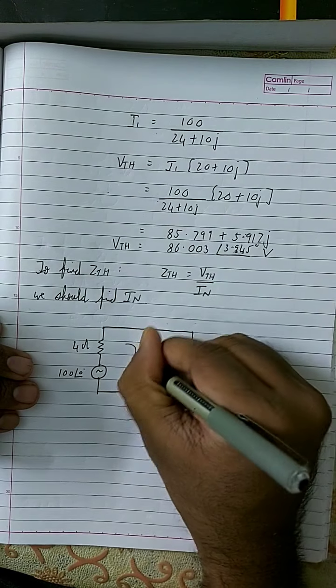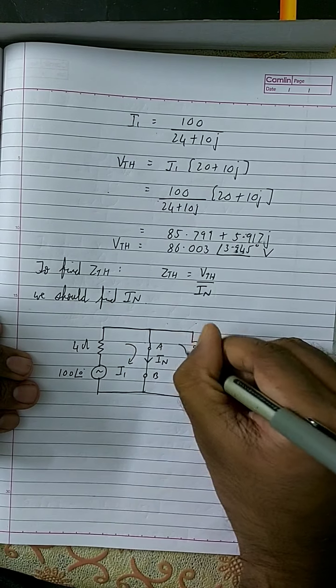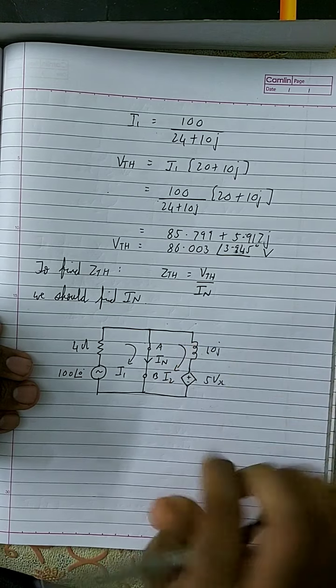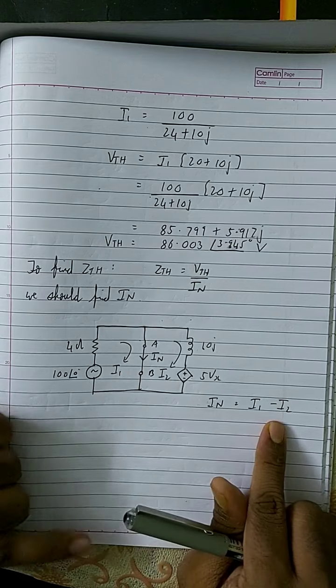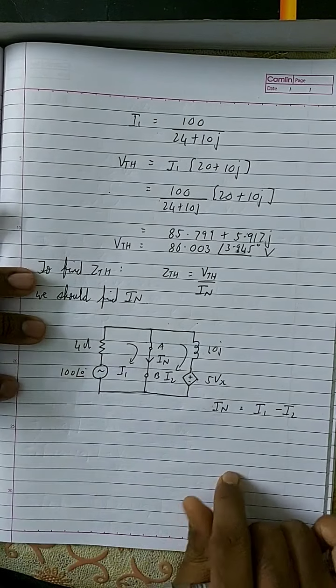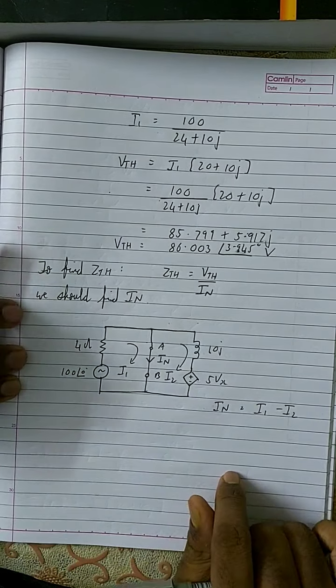So this is I1, this is I2. In that case, the Norton's current IN is, let me see, this current is flowing in the same direction as I1. So I1 is positive and I2 is flowing in the opposite direction, therefore I2 is negative. Therefore, the current through this branch is I1 minus I2. So IN is I1 minus I2. Now I will apply the mesh analysis.